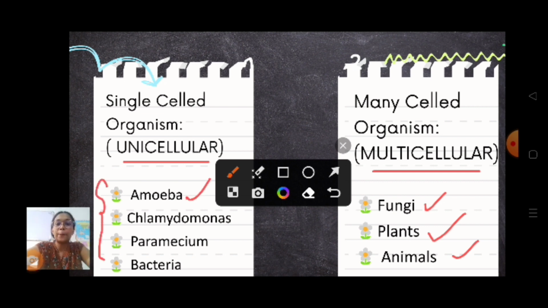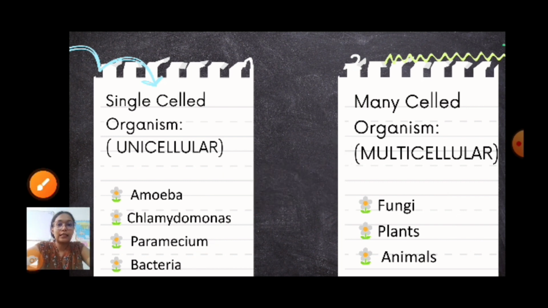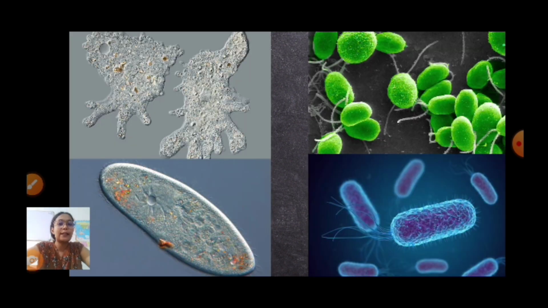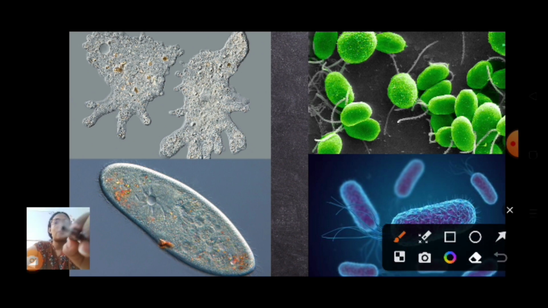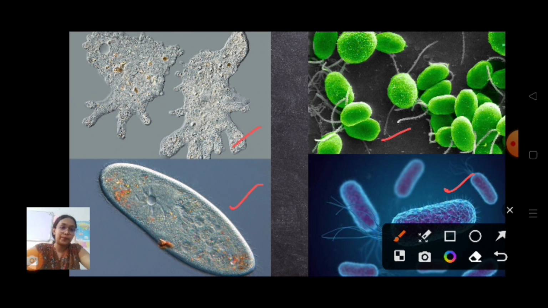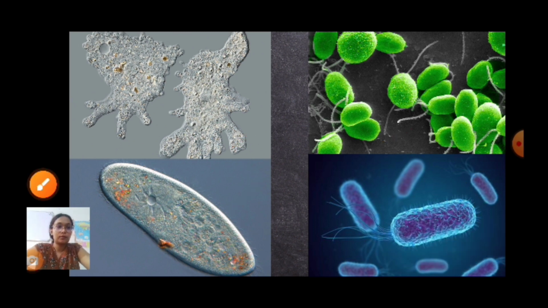They are amoeba, Chlamydomonas, Paramecium and bacteria. Now we'll see the diagrams of these unicellular organisms. Moving on to the next slide. These are a few examples of unicellular organisms. This is amoeba, this is Chlamydomonas, this is Paramecium, these are bacteria. Clear? You have to know the examples of unicellular organisms for examination purposes.